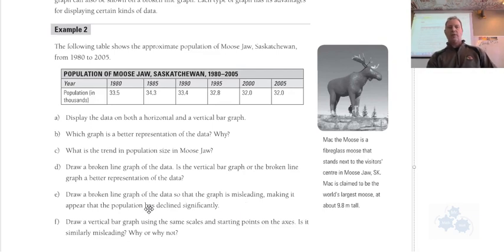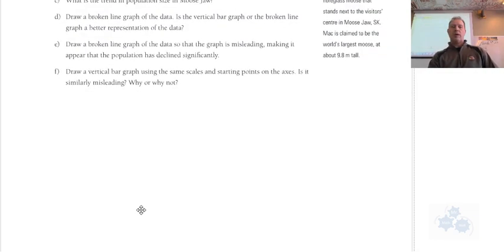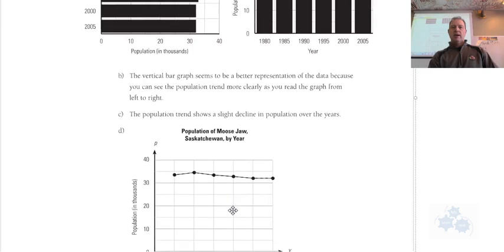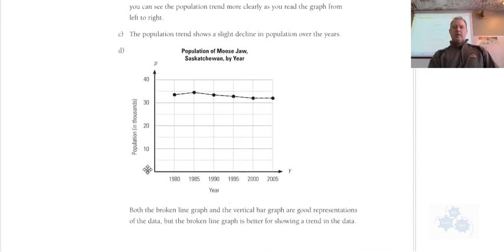Okay, so now for E, we're going to try and draw a broken line graph so that it is misleading. Now here, this goes from 0 to 40. Okay? How could we change things? Here's the year, here's the population. How could we change things without looking too far ahead? How could we change things to make this really misleading? What do you think?